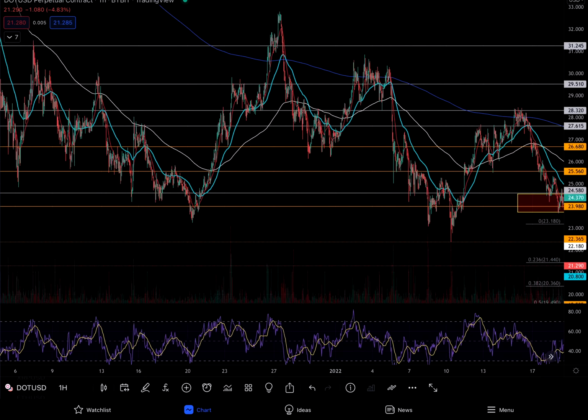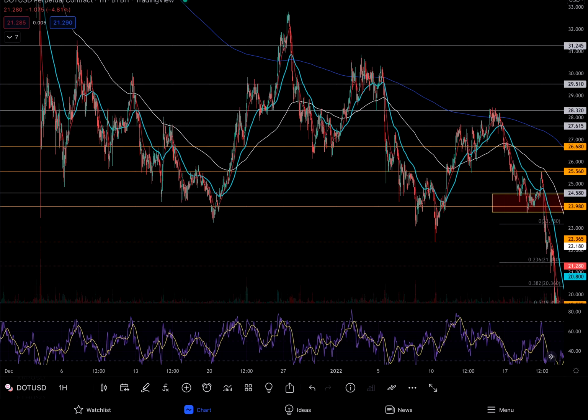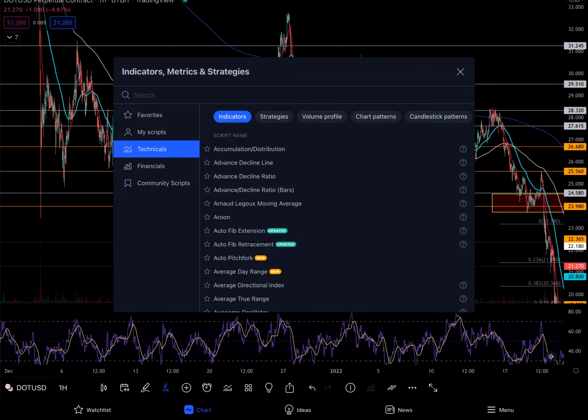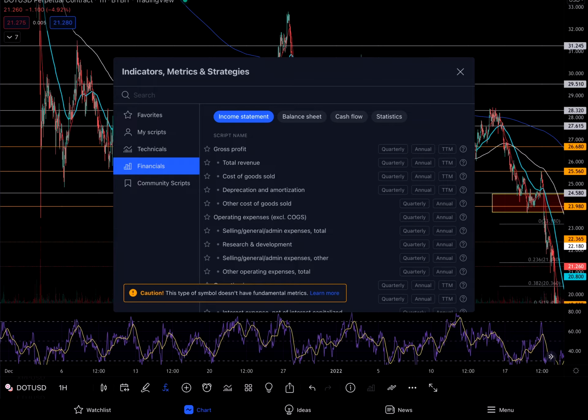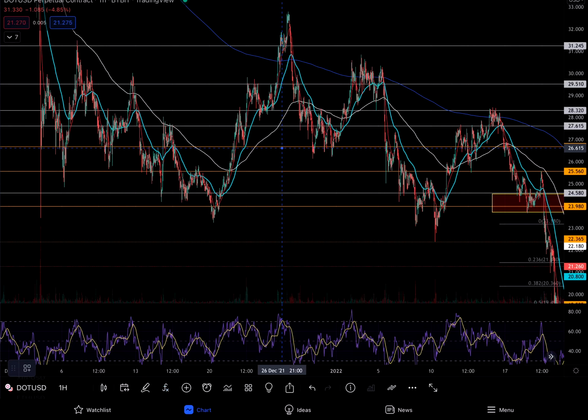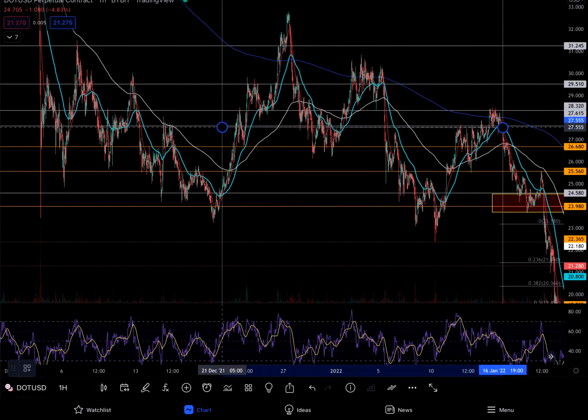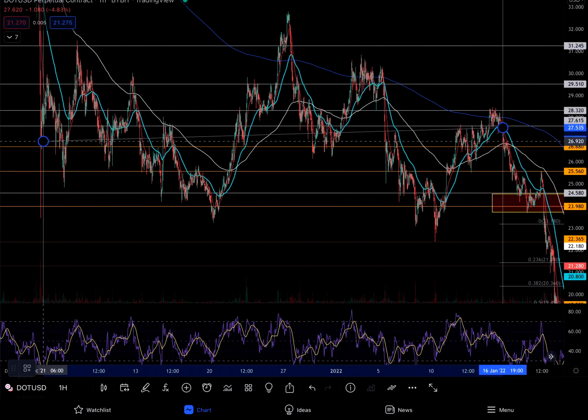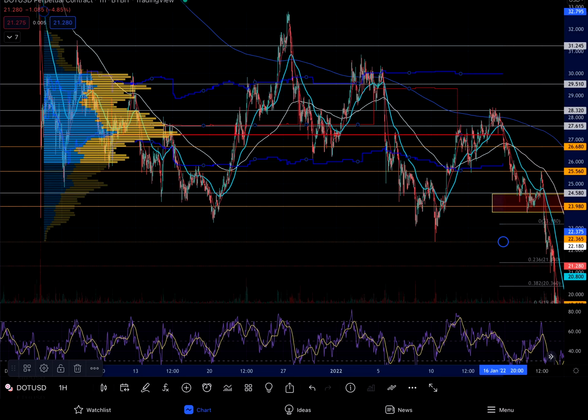Now, if you want to get a little fancier, and you go anything above the free version of TradingView, we want volume profile. Fixed range volume profile is a fantastic tool for levels. You could run it back across this entire range.